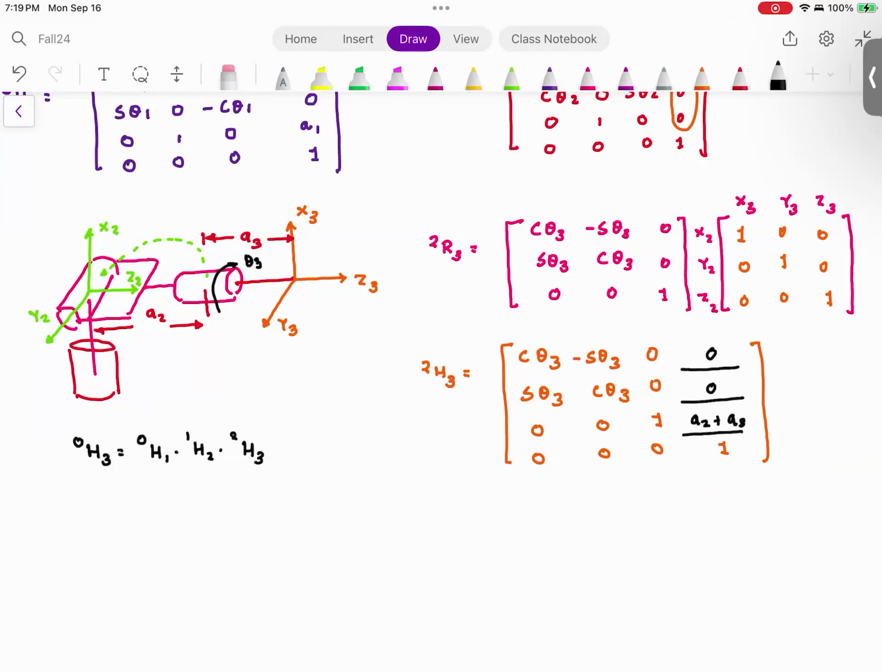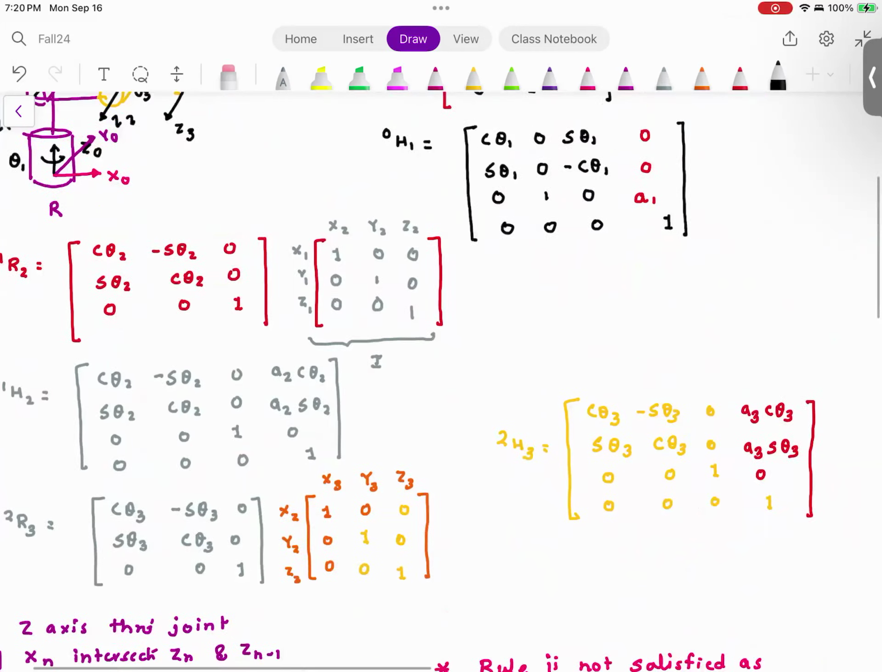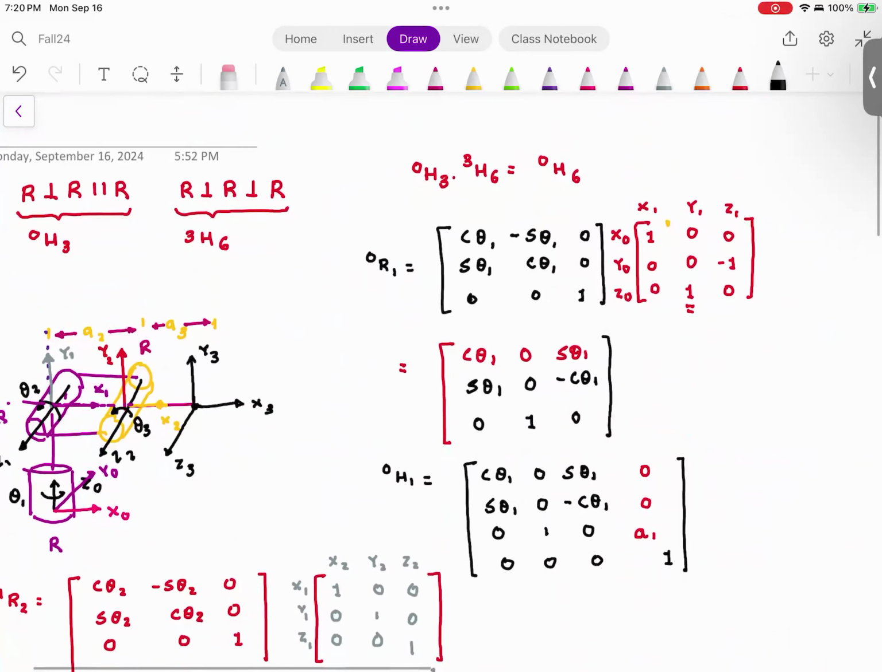And once you combine the previous forward kinematics with the forward kinematics of this. So what we have done today is we have looked at the forward kinematics of R perpendicular R parallel to R and R perpendicular R perpendicular R. When you combine these two, you would get the forward kinematics of cobalt. And we'll stop here.